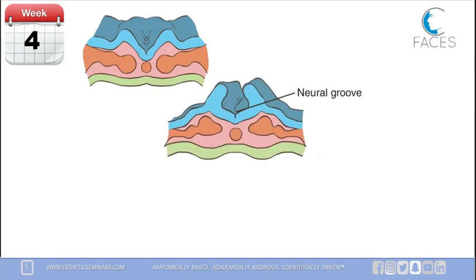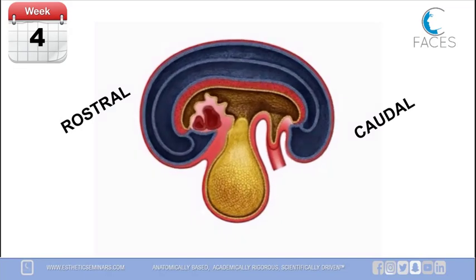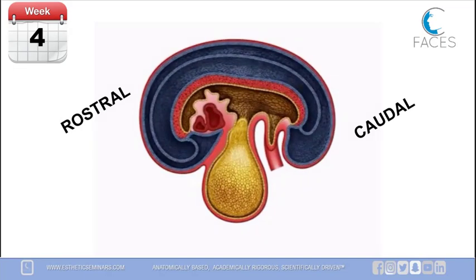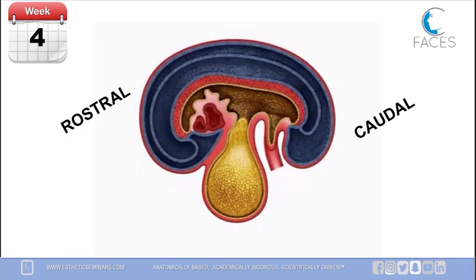By the end of the fourth week, cells surrounding the neural plate direct those neural plate cells to proliferate, invaginate, and pinch off from the surface to form a hollow tube. The rostral end of the neural tube develops into the brain, and the caudal region becomes the spinal cord. Also occurring at the beginning of week 4 is the folding of the trilaminar disc, creating a cylindrical embryo.